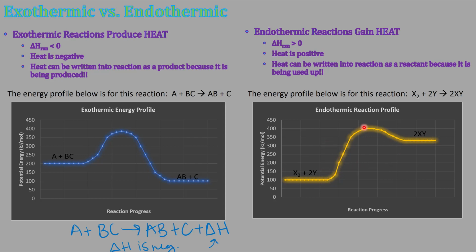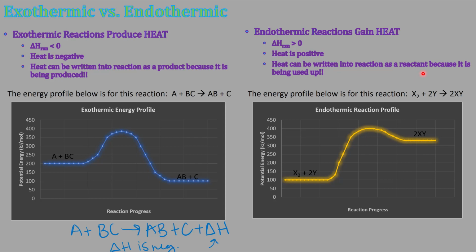You don't have to worry about this hump right now. That's the energy of activation. We'll talk about that in just a couple of units. All right, so right here it says endothermic reactions gain heat. So the delta H is a positive value. Heat is positive. Heat can be written into the reaction as a reactant because it has to be used up.